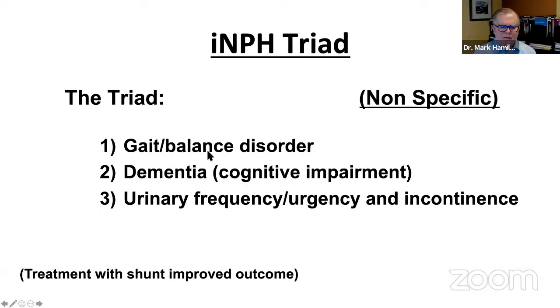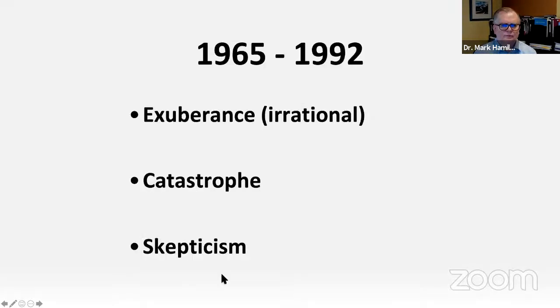I think that people sometimes get stuck in a very rigid description of this, and it's much more fluid and much more broad. Cognitive impairment or dementia at the endpoints, and urinary frequency and urgency, which occurs long before incontinence occurs in most patients. And while these are non-specific, these symptoms improve with shunt treatment.